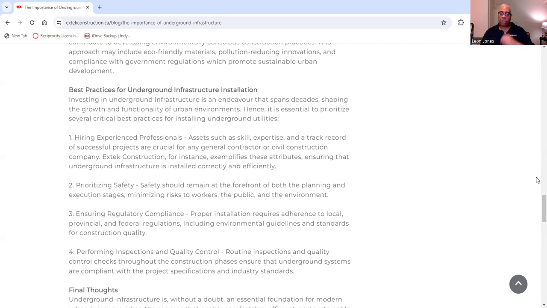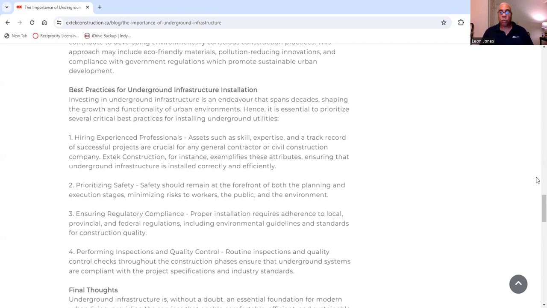So, why am I saying that? Because number three, ensuring regulatory compliance. Proper installation requires adherence to local, state, and federal regulations, including government guidelines and standards for construction quality.